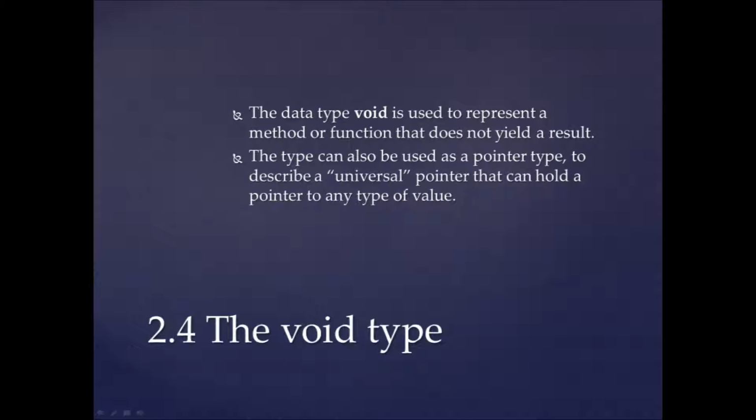2.4 The void type. The data type void is used to represent a method or function that does not yield a result. The type can also be used as a pointer type, to describe a universal pointer that can hold a pointer to any type of value.